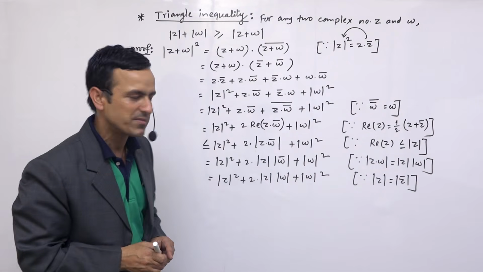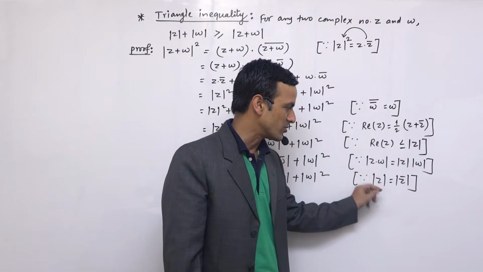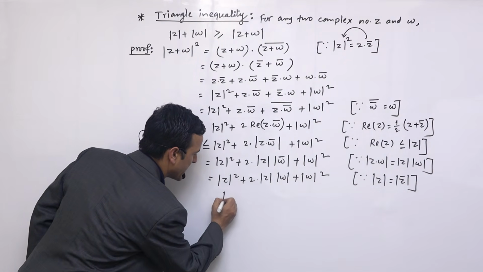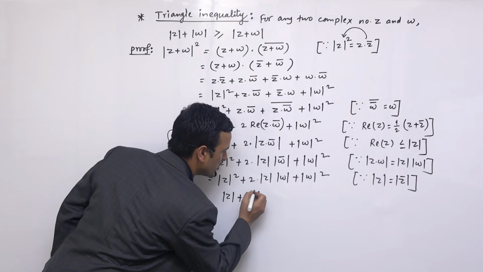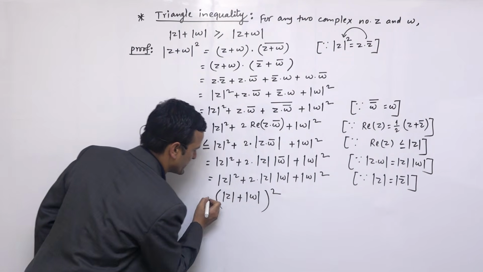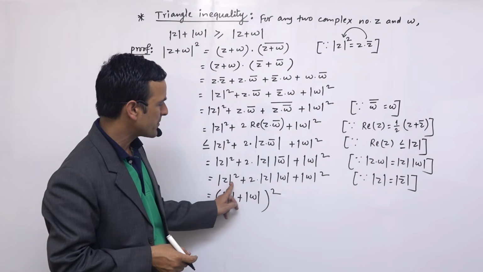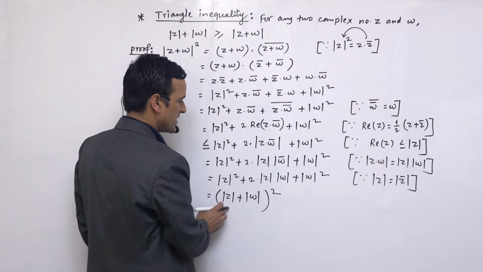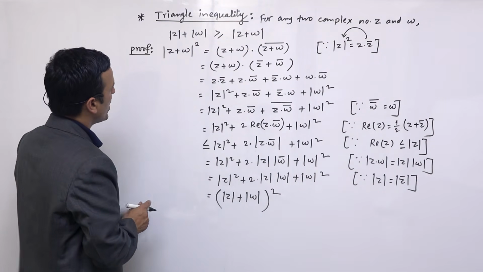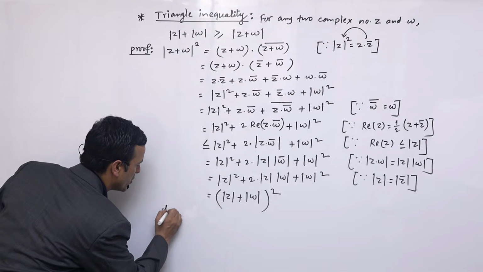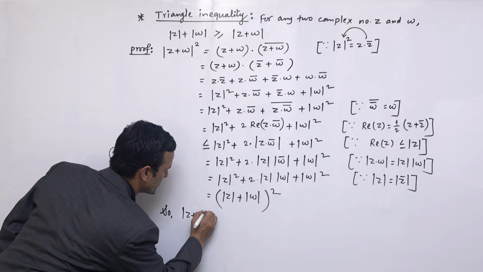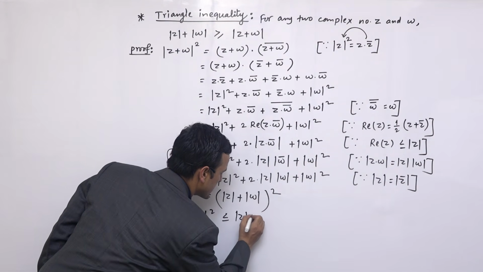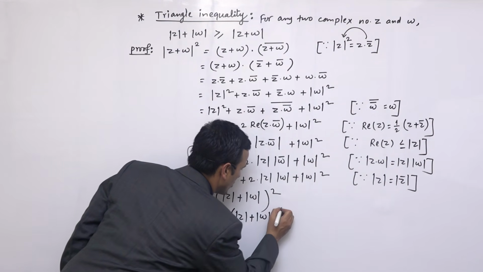Also we have a property according to which modulus z and modulus z conjugate are the same thing. And if you write down the formula, modulus z plus modulus w to the power 2, this is the formula a square plus 2ab plus b square. So this is the formula of a plus b whole square. Now from this result, we get modulus z plus w whole square is less than or equal to modulus z plus modulus w whole square.